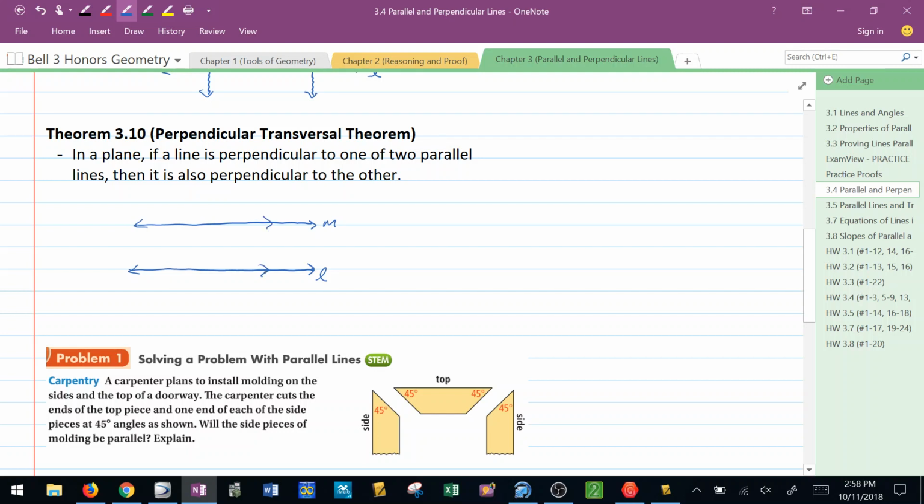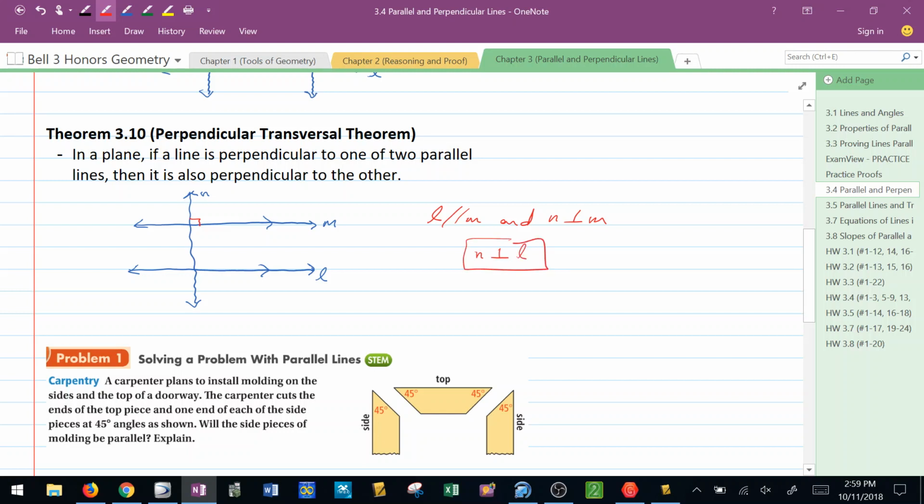And then we have this other line. Let's call this line N. And all that we know is N is perpendicular to M. All right, so let's write this out. We've got L parallel to M and N perpendicular to M. When this occurs, we can conclude that N must also be perpendicular to L.